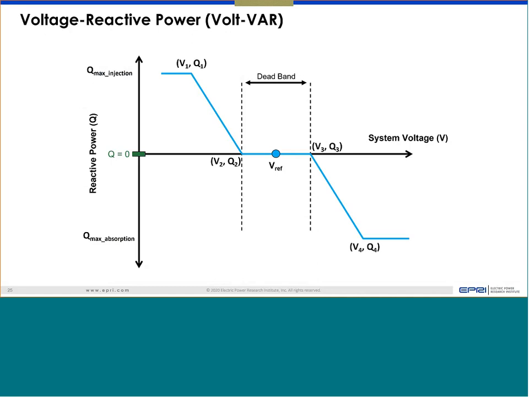So here the plant is injecting, here the plant is absorbing. And of course the x-axis is the voltage. It is the voltage at the terminal of the inverter, which the inverter always monitors, or a point where, as a utility, you want the plant to respond to a voltage at a certain location. Whatever voltage you want the plant to respond to has to be the reference voltage fed back to the controller.